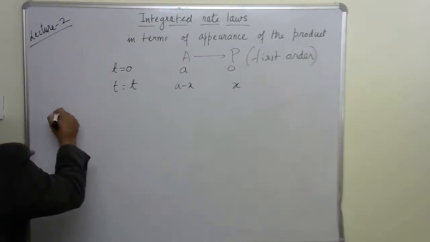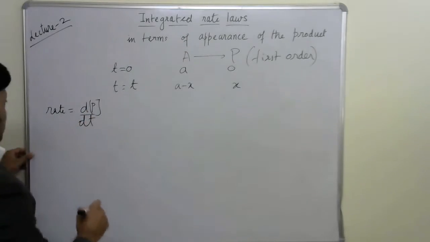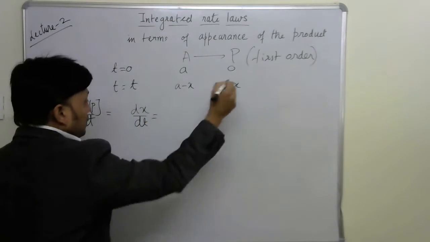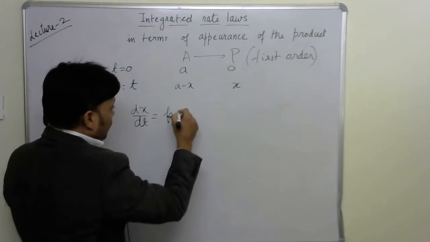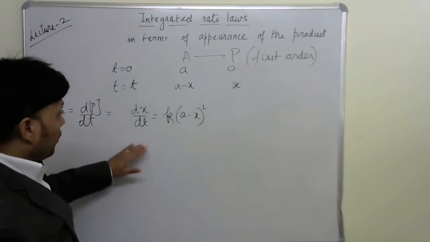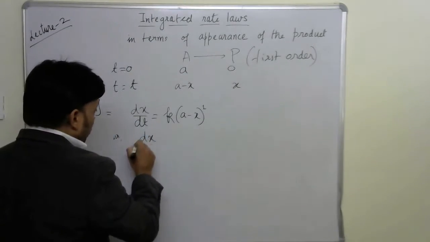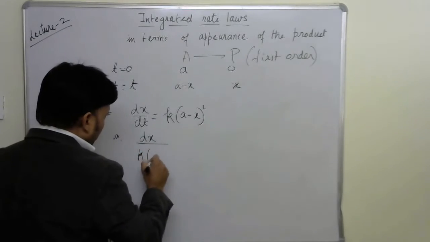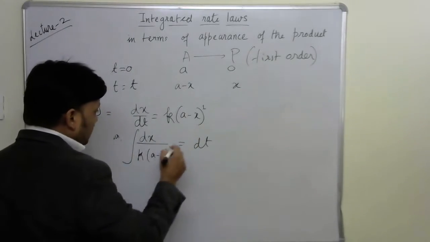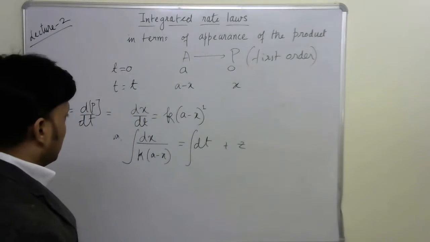Therefore we can express the rate of the reaction, the rate of formation of the product P, as dx/dt. Since we have already assumed this is first order, it equals the rate constant multiplied by a minus x to the power 1. So here the order is 1. Like last time, we have to integrate this equation. Therefore dx over (a minus x) is equal to k dt, and we integrate that with some constant of integration, z.